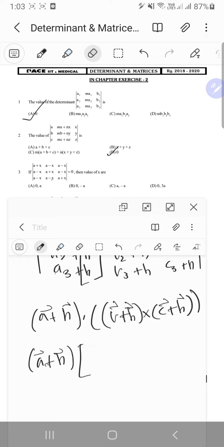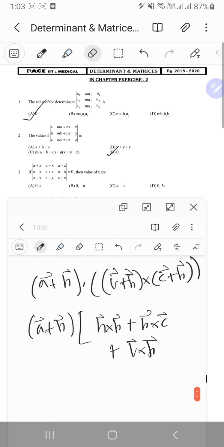Let's look at what this will be. It will be h cross h plus h cross c plus b cross h, okay, right? B cross h plus b cross c.